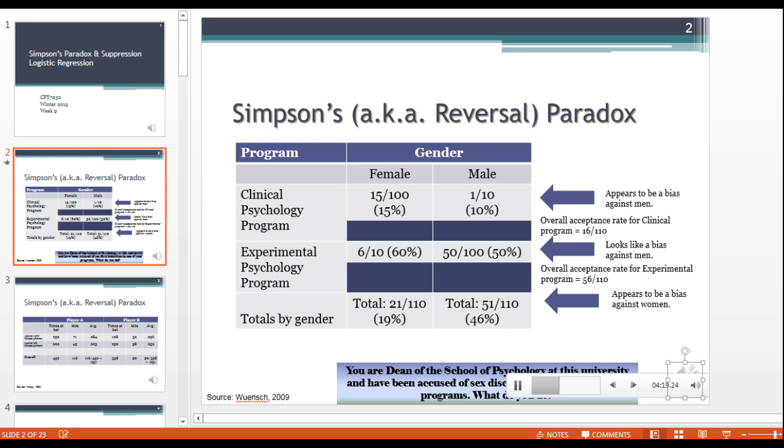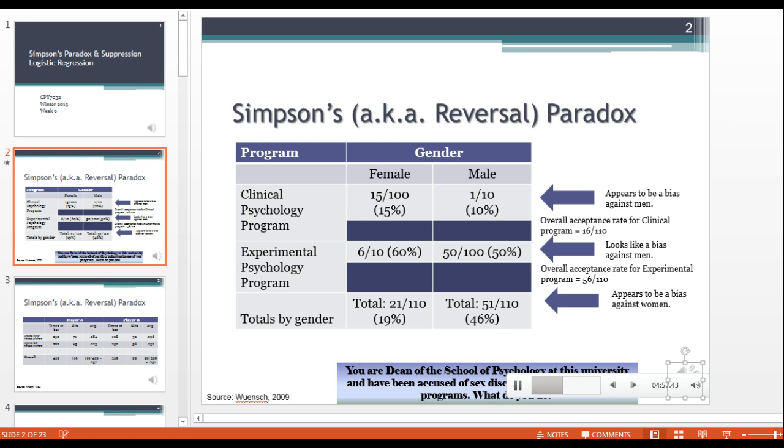And so the issue comes into play because females and males made different choices about which program to apply to. So it looks as if females disproportionately apply to the more difficult program. They chose the harder one to get into, which was clinical. And for males, this was reversed. So they decided to apply to the one that was easier to get into. They were just more interested in that line of work. And so they applied to the experimental psych program much more than the clinical, as you can see, 50 versus 1.